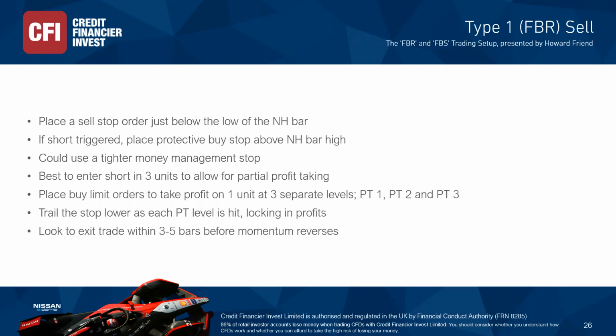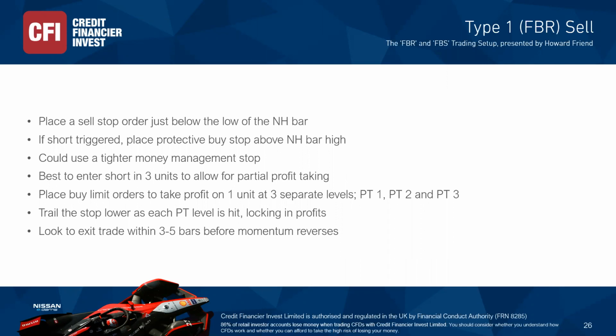So if we do break through the low of the NH bar, then a short position is triggered. We want to protect ourselves with a buy stop, and we place that above the high of the NH bar. We could use a tighter money management stop if that bar is particularly big. And it's always good to enter in 3 units to allow for partial profit taking. So that's what I do with most of my strategies and algorithmic trading strategies, is I divide the position that I enter into 3 units so I can take profits at different levels, because nobody really knows where the market is going to reverse when it goes in your favor, or any time, to be fair.